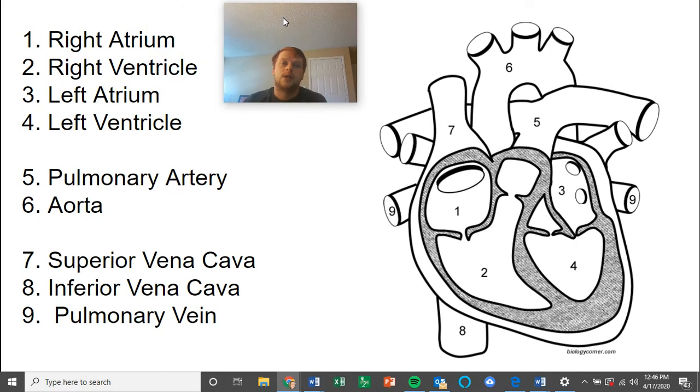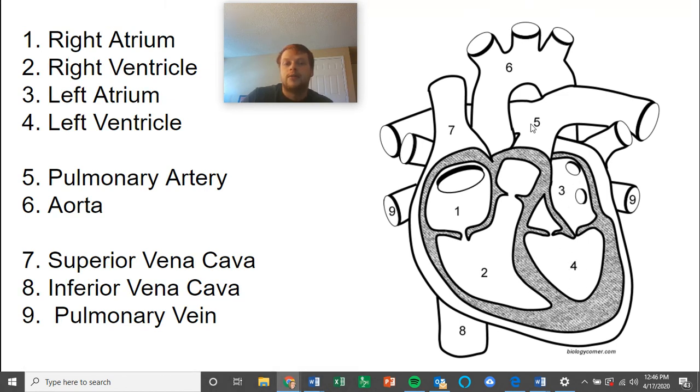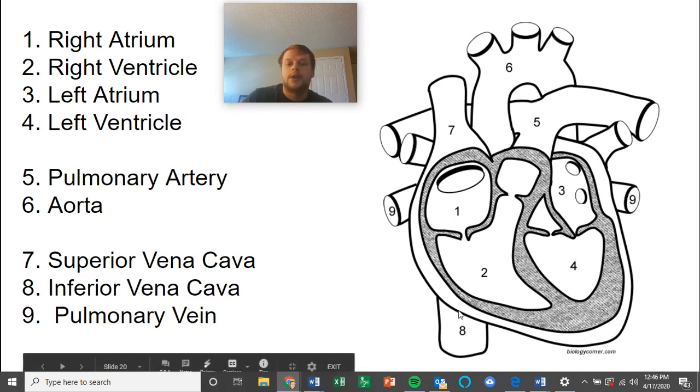All right, so here are our different parts again. Remember, left and right are switched because we're looking at the heart from the front. So the right atrium is right here. The right ventricle is here. The left atrium and the left ventricle. For number 5, we've got the pulmonary artery. 6 is that aorta. 7 is the superior vena cava. 8 is the inferior vena cava. And 9 is your pulmonary vein.